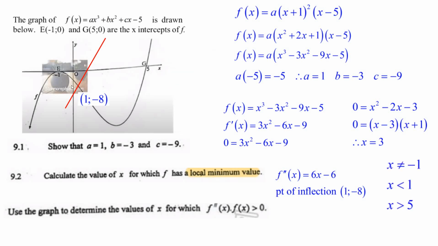It'll work when x is less than 1. The only place it won't work is at -1, because that'll be 0 there. But here it's working. See, it's negative and negative. Whenever the cubic function and this red line here, which is the graph of the second derivative, are on the same side of the x-axis, like both are negative, then they'll multiply to equal positive. That's a bit tricky, but that's it done.